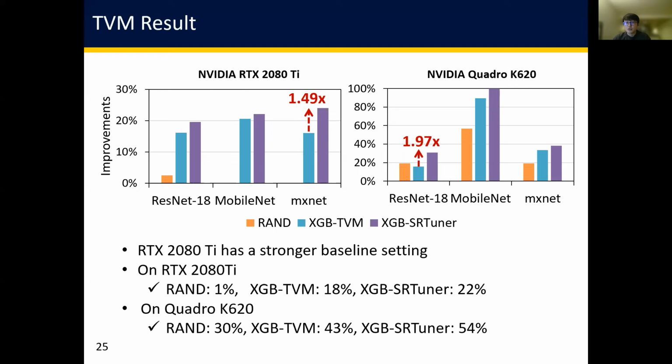However, our tuning strategy could accelerate the deep learning execution by 22%. On Quadro, we could achieve higher gain. On both devices, our approach could outperform TVM's ensemble approach by roughly 23%.